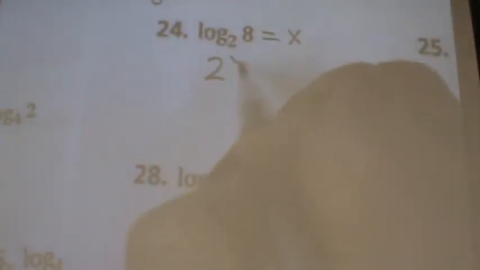24 is easy. What'd you get? 3. Because 2 to the third power is 8, so it's 3. 25 is easy. 49 to what power is 7? It's a half. It's easy.